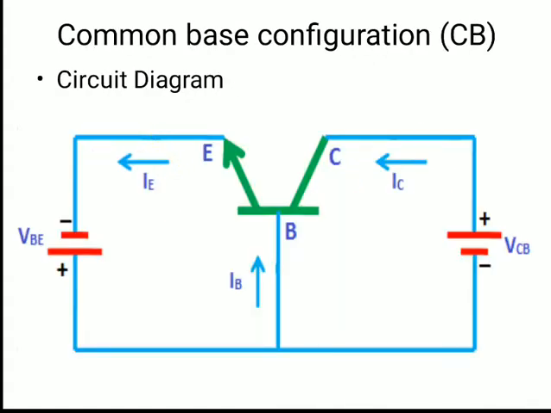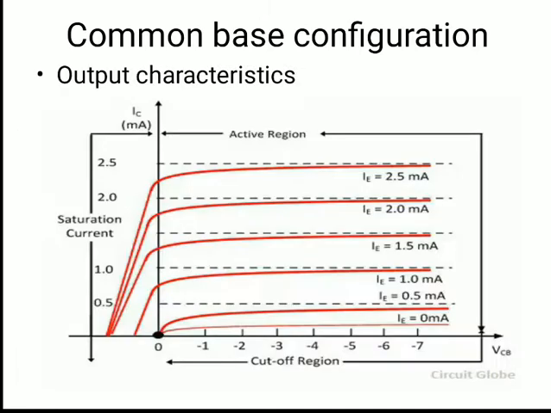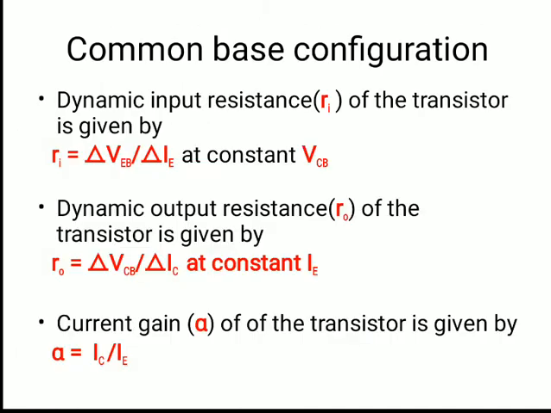So if someone asks you what you mean by current amplification factor or current gain, we can simply say that it is the ratio of collector current to emitter current. That means alpha is equal to IC upon IE. So this is the current gain of the transistor.